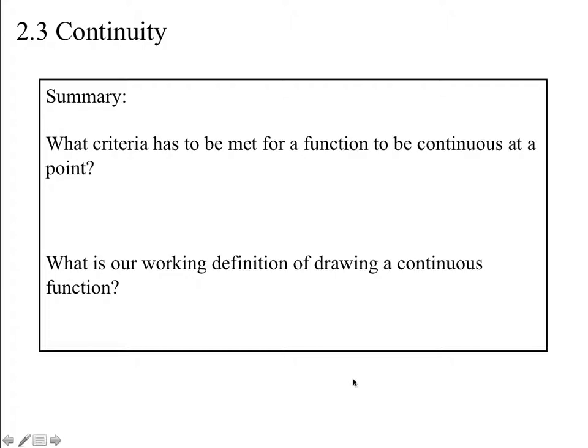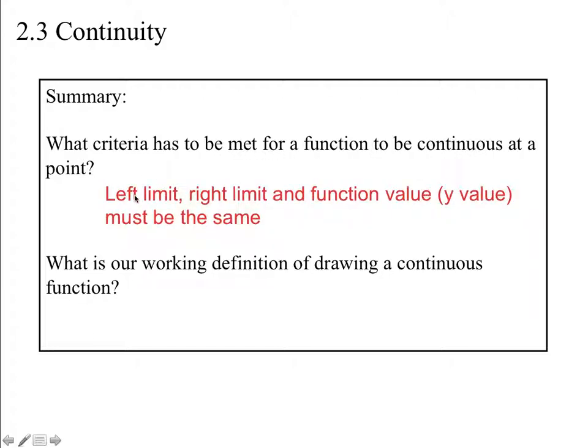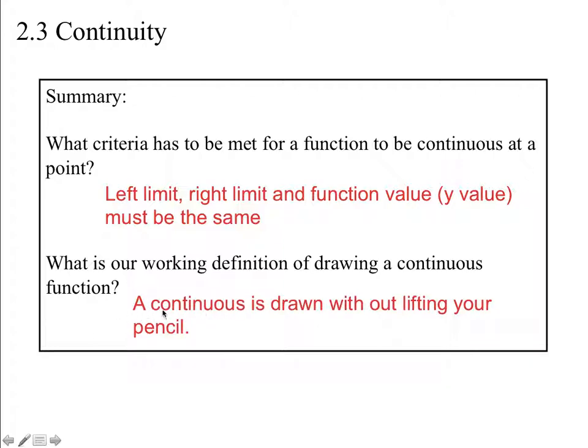So just for a summary here, what criteria has to be met for the function to be continuous at a point? We know the left limit, the right limit, and the function value have to be the same. So in other words, we have to match all of those values up at a single y value. And what's our working definition of drawing continuous functions? A continuous function is drawn without lifting your pencil.